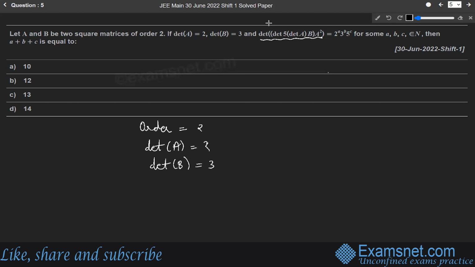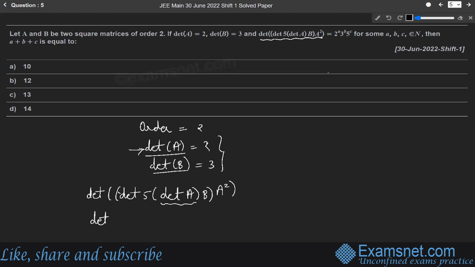Now let us solve the left hand side. What is the left hand side? It is determinant of 5 into determinant of A into B into A square, right? We have the value of determinant of A and determinant of B. We have to use both these values in substitution. Firstly, you can see that we have the term determinant of A. So in this place, we can put 2, because what is the value of determinant of A? It is 2, right?